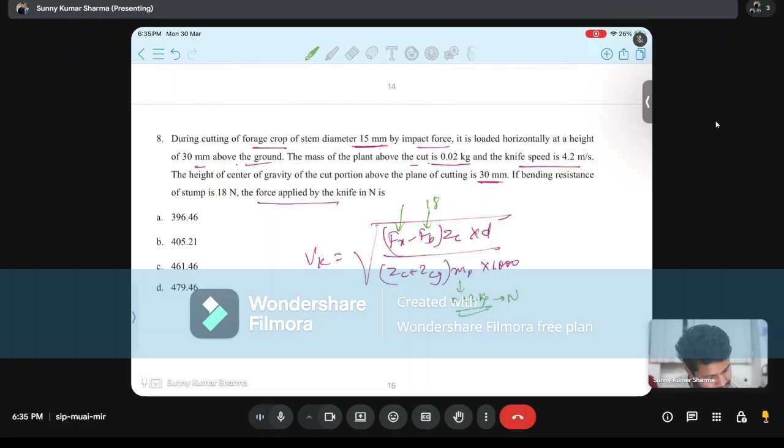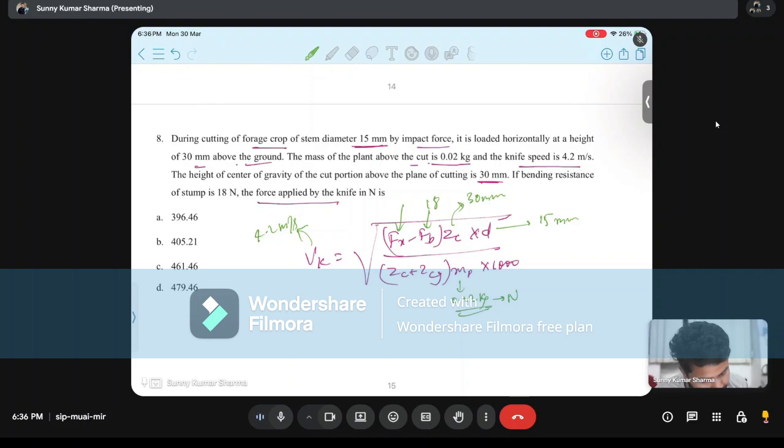If you convert it in Newton, then cutting stem diameter is 15 mm. So this is 15 mm. It is loaded horizontally at height of 30 mm per plant. So this ZC is 30 mm. The mass of plant over 30 is 0. The speed is 4.2, so this speed is 4.2 meter per second.